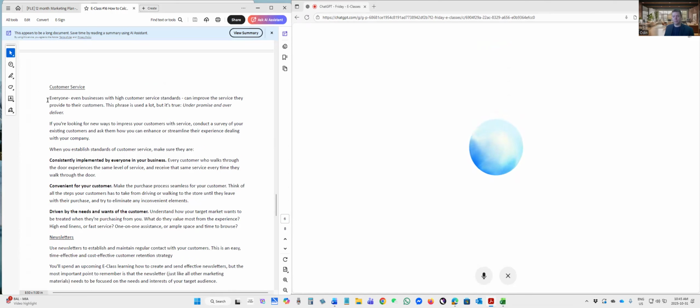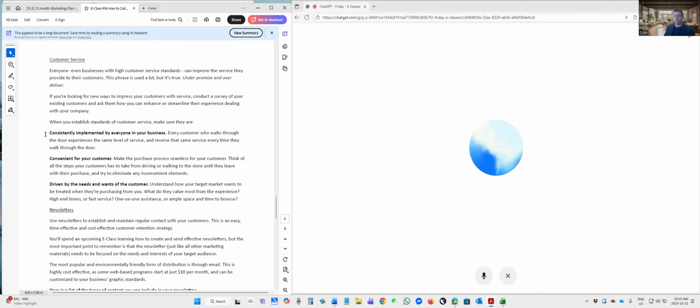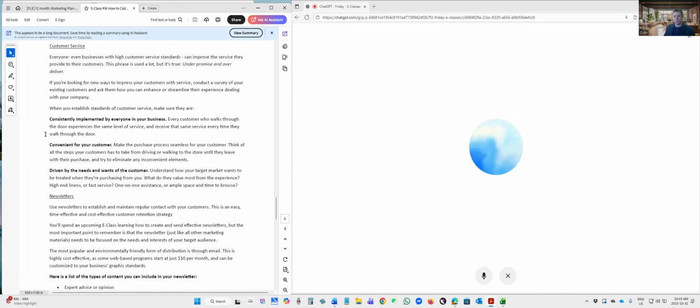When you establish standards of customer service, make sure they are consistently implemented by everyone in your business. Every customer who walks through the door experiences the same level of service and receives that same service every time they walk through the door. Make it convenient for your customer. Make the purchase process seamless for them. Think of all the steps your customer has to take from walking into the store until they leave with their purchase and try to eliminate any inconvenient elements.